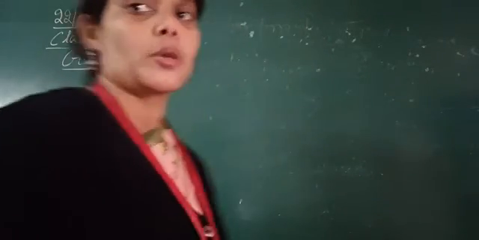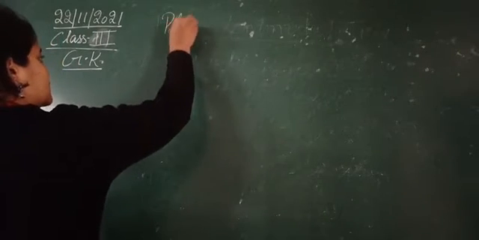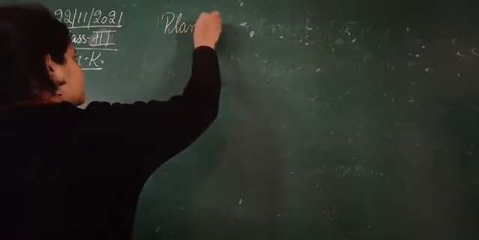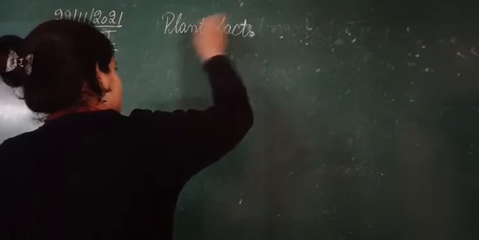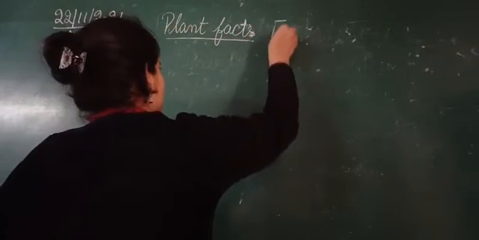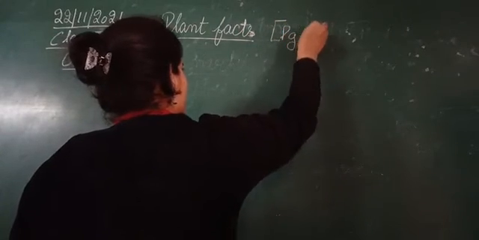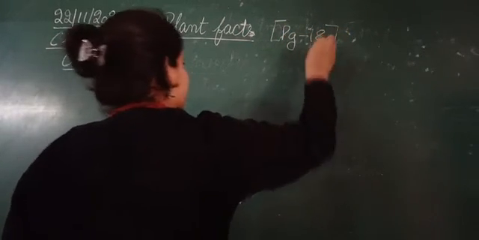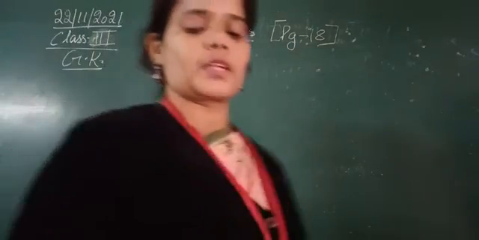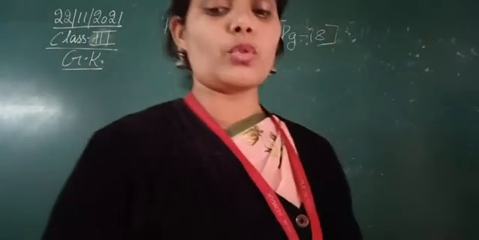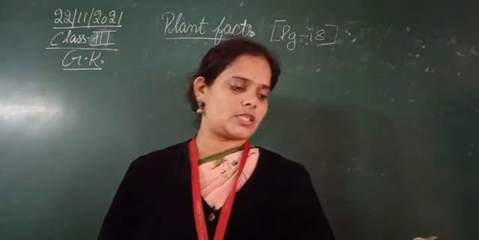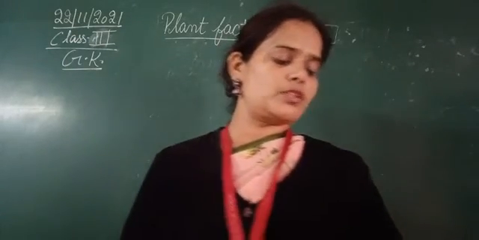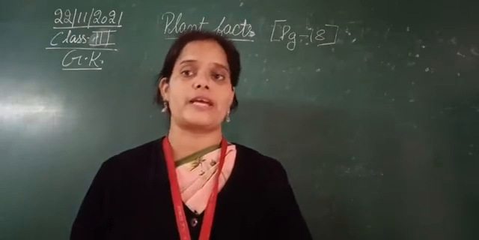So I'm just writing the topic here, that is plant facts, given at page number 18. So what is given here? Let's find out. So plant facts. The first plant that we will talk about is the Venus flytrap.